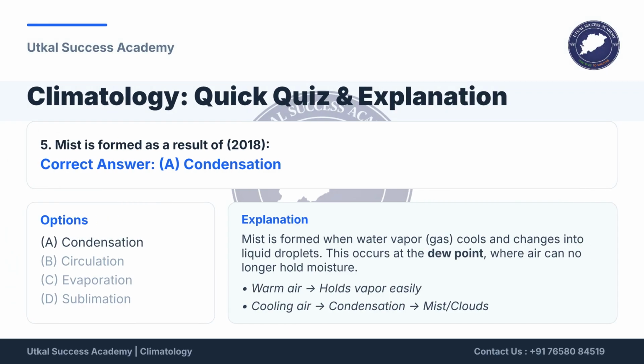Another quiz question from 2018. Mist is formed as a result of condensation. Mist forms when water vapor cools and changes into liquid droplets at the dew point. Warm air holds more vapor, while cooling air leads to condensation, forming mist or clouds.